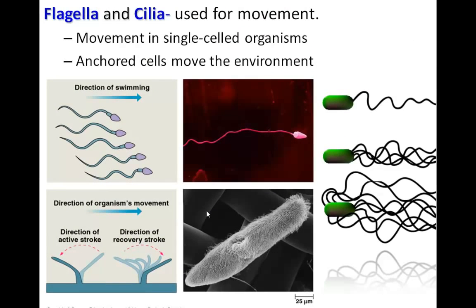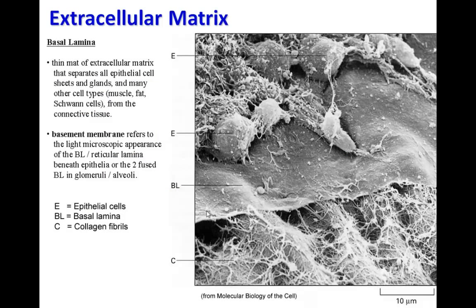Some cells, however, aren't able to move. They might be anchored down into a bigger block of tissue. In that case, cilia might actually move the environment instead of the actual cell itself. So we'll see examples of that in something like the respiratory tract, where the lungs might be extracting materials or debris that might end up in there, and that actually passes things up the throat.